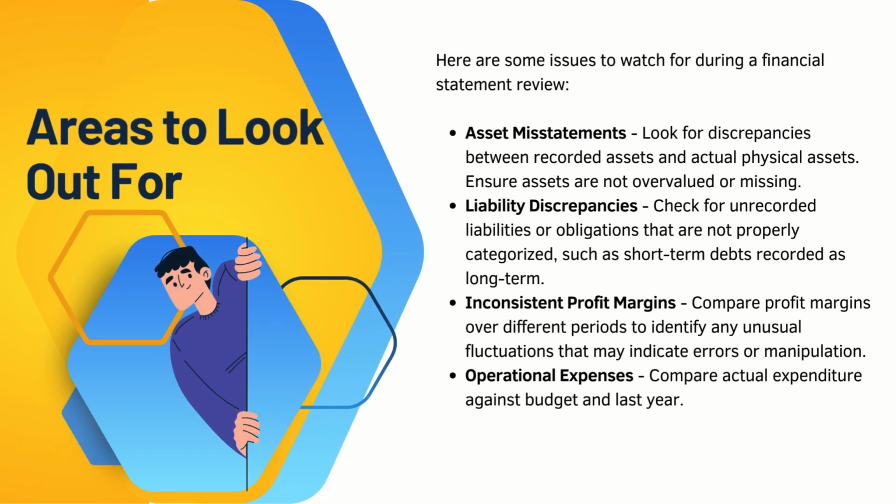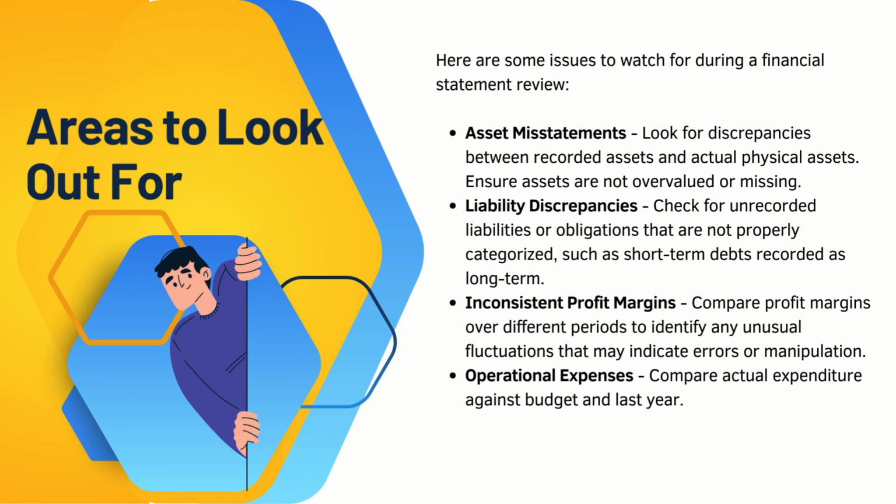Areas to look out for. Here are some issues to watch for during a financial statement review. Asset misstatements. Look for discrepancies between recorded assets and actual physical assets. Ensure assets are not overvalued or missing.